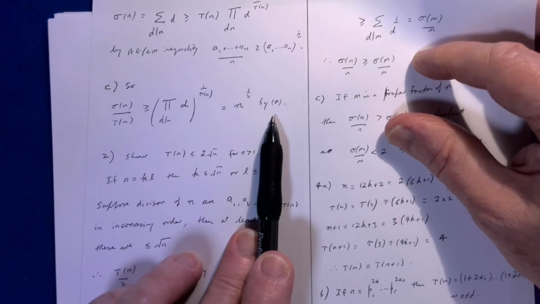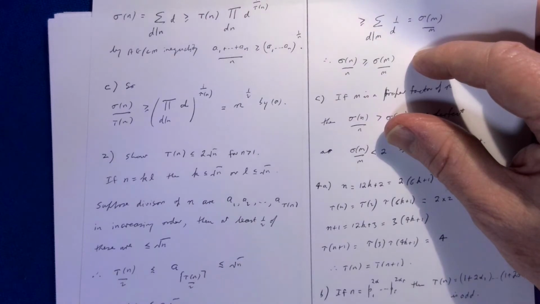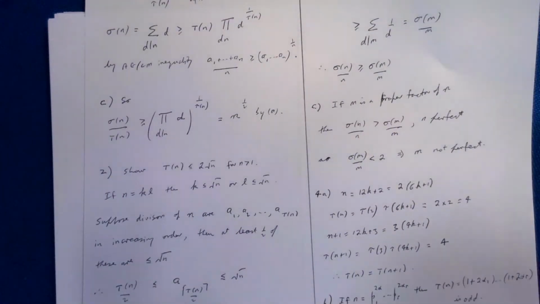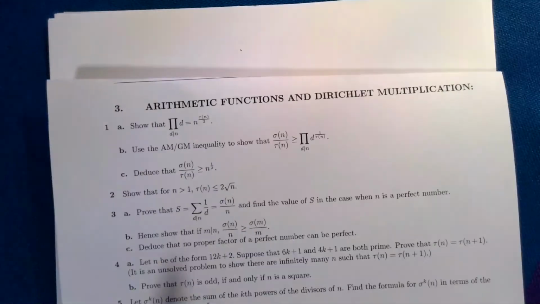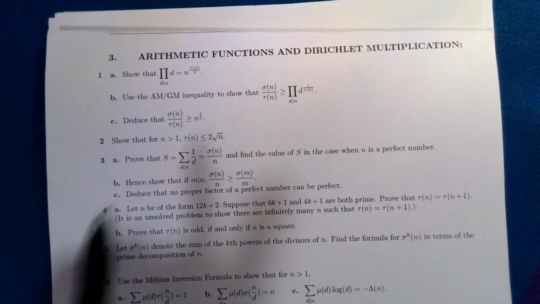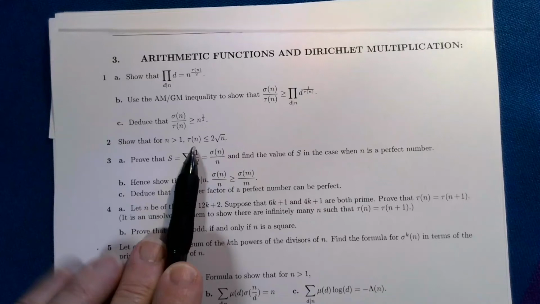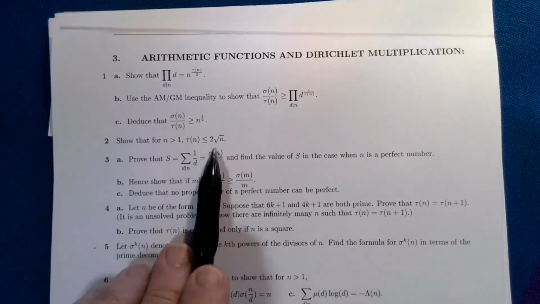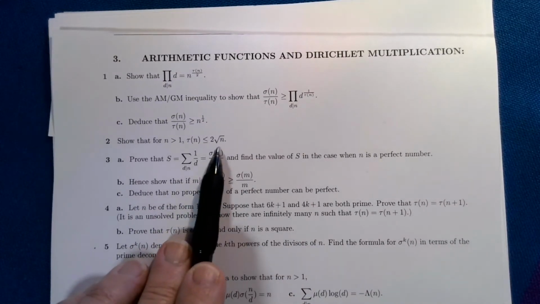And that's the end of that question. Problem number 2 was again to prove a little bound on tor of n, to show that for n bigger than 1, the number of divisors of n has to be less or equal to twice the square root of n.